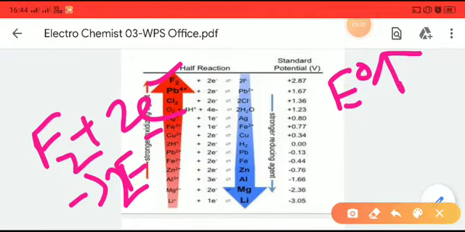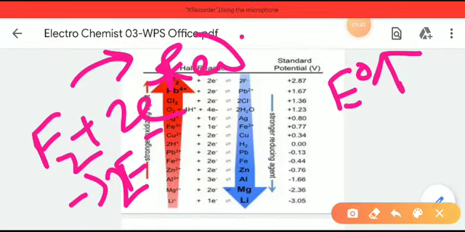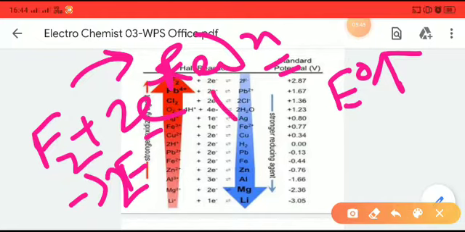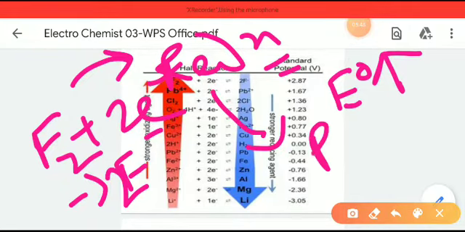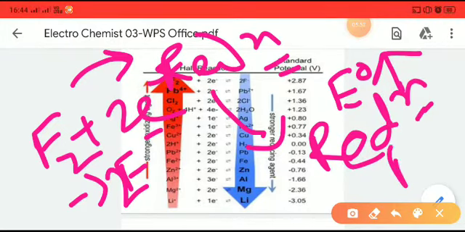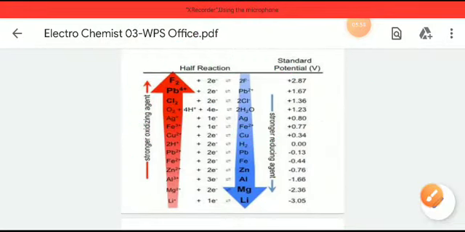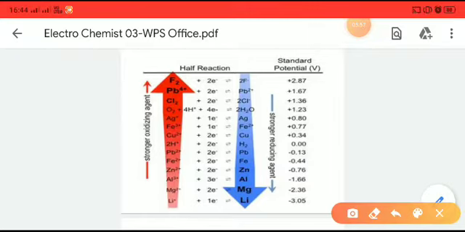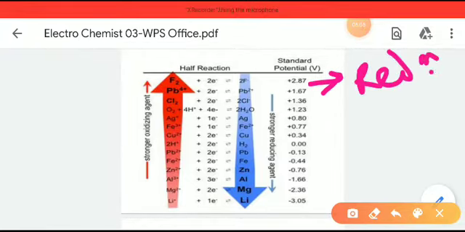So what happens here? A reduction happens. This potential is named the standard reduction potential. Here, by taking electrons, the element is doing a reduction, so the standard potential we get is called the standard reduction potential. It is the reduction potential.